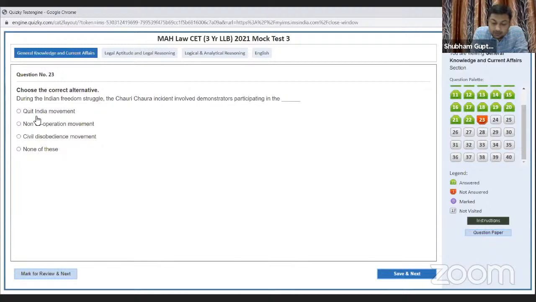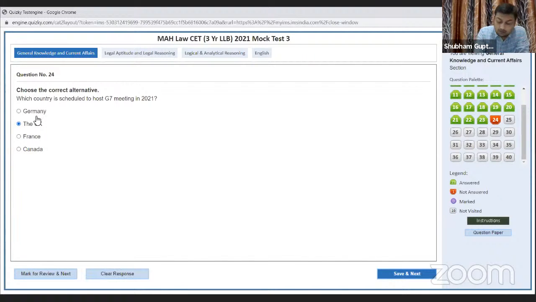During the Indian freedom struggle, the Chauri Chaura incident involved demonstrators participating in. Now, this is a question which should be known by any person who has a little bit of interest in history, not much, and he could have done it. So it would be the non-cooperation movement. A little interest in history is what was required for this question, nothing much. Which country is scheduled? This question I will not talk about. This is something everybody should know.